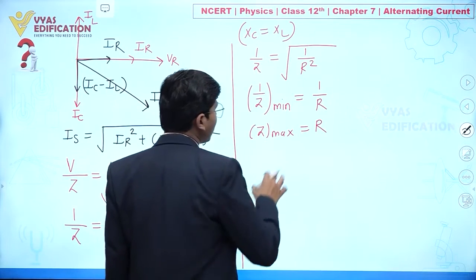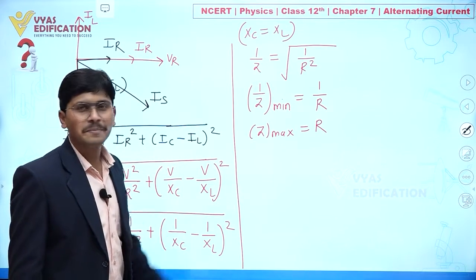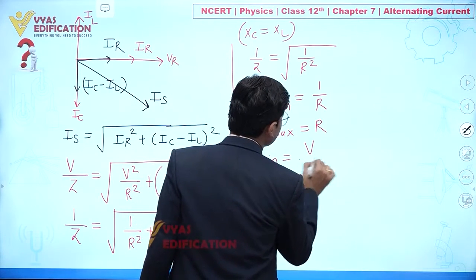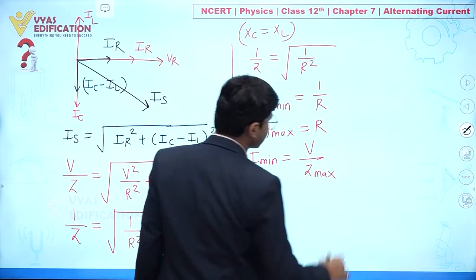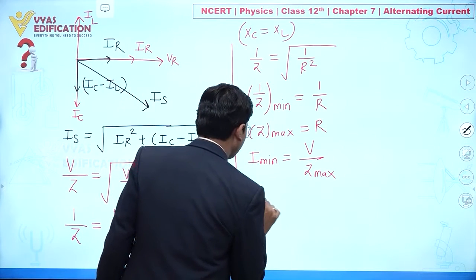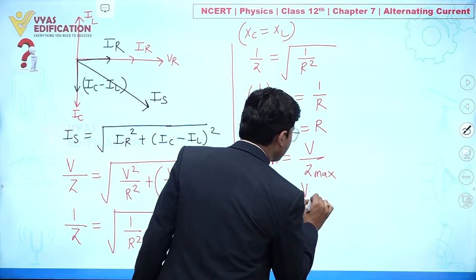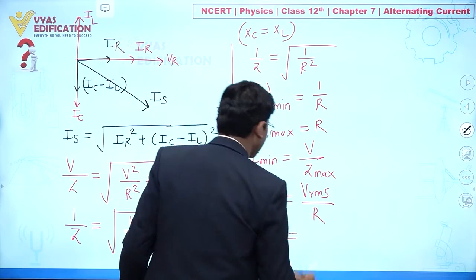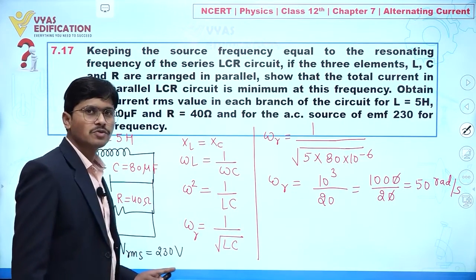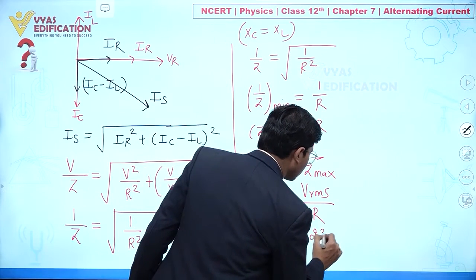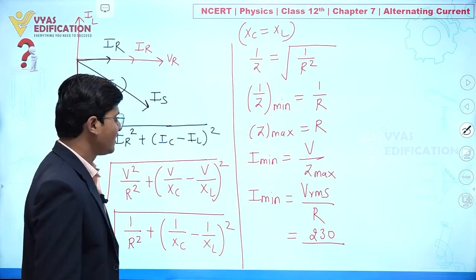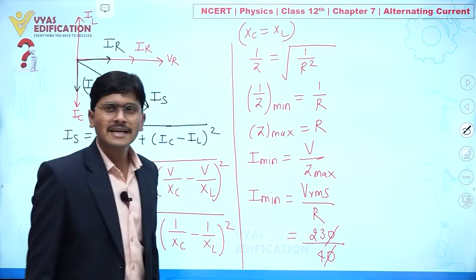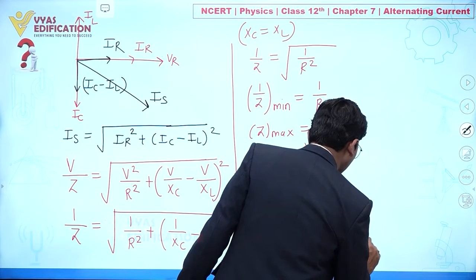So definitely when we have maximum impedance, at that time we will find the current minimum, clear, and this minimum current is given by V upon Z max, and this is equal to R. So I can say this I minimum is given by V RMS divided by R, yes or no. So now in this question V RMS is given as 230 volt, so this is equal to 230 divided by, what about R? R value is given 40 ohm, so this is 40, 0 and 0 cancelled out, clear.